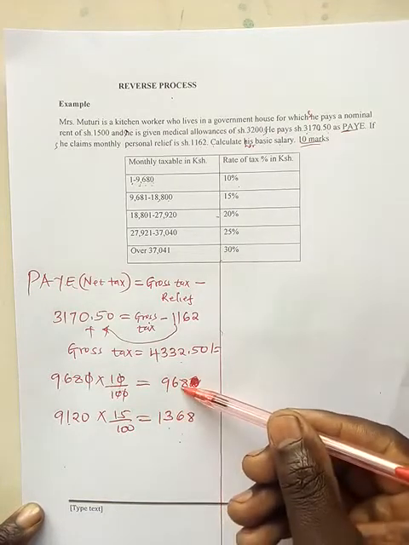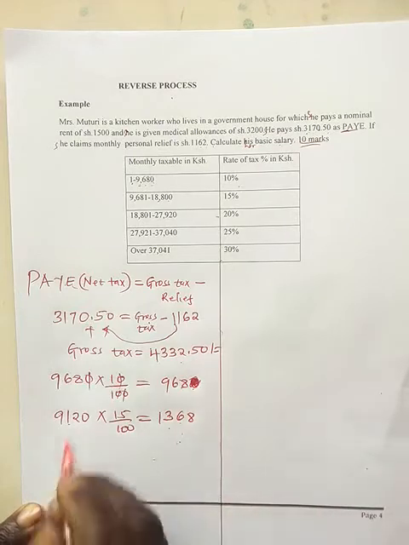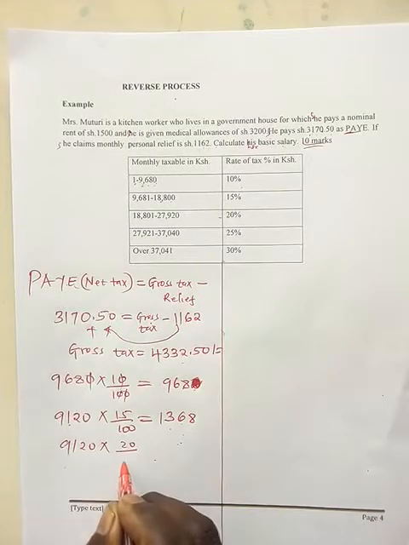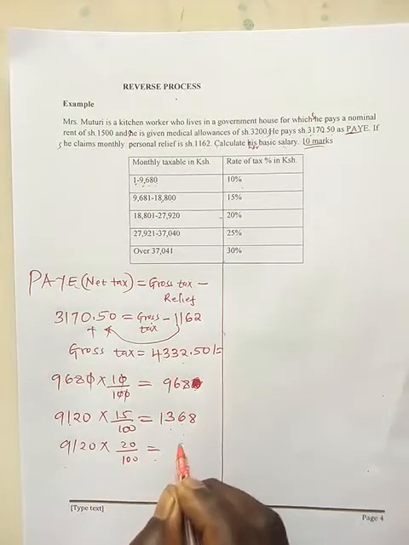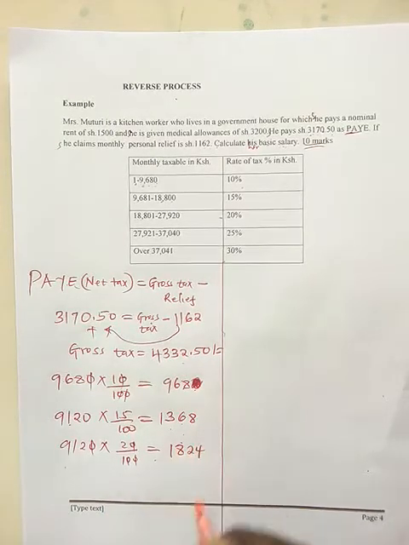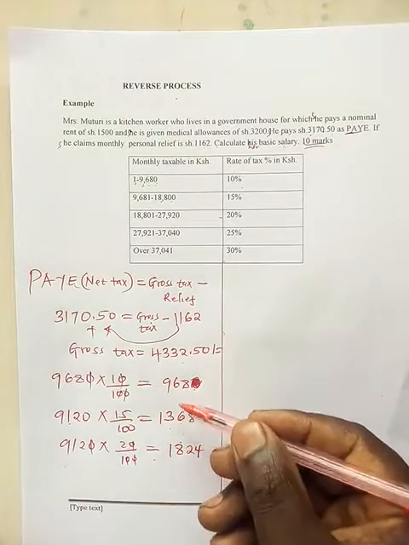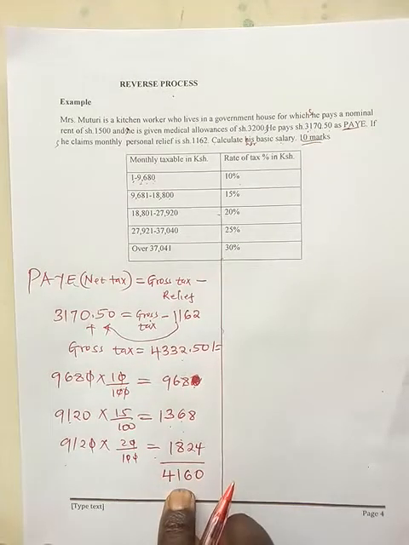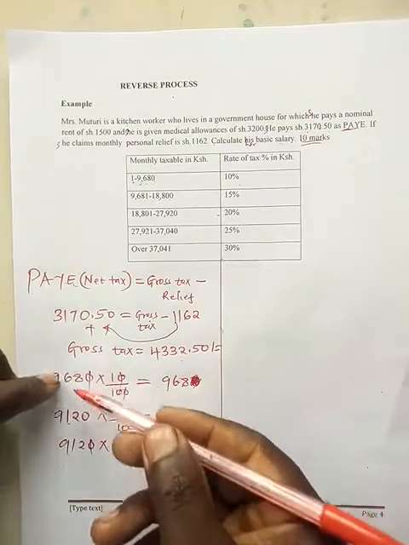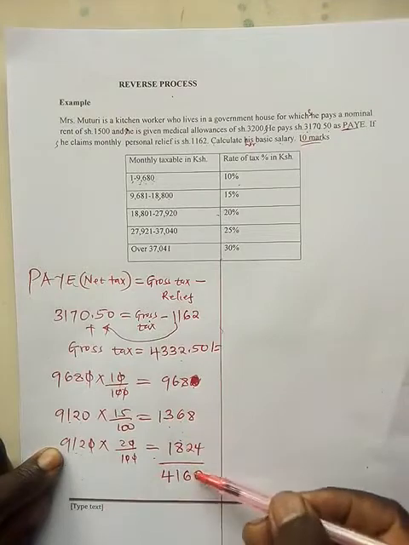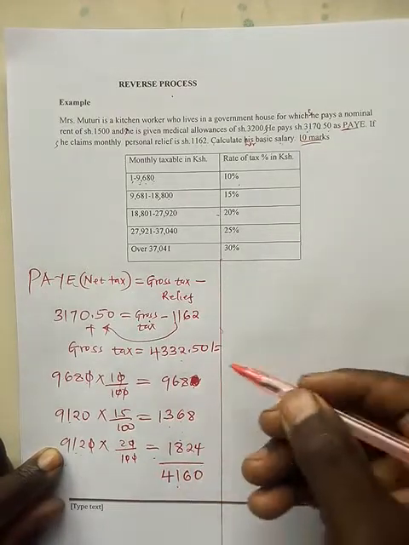Hii ukiongeza hii ikifika hata 2,000. So inamaanisha tutaenda to the next slab. 9120 times 20 over 100, which will give us 1824. Ukiongeza hii na hii itakupea 4,160 Kenya shillings. Sawa. So inamaanisha kwamba tukienda the next slab to subtract hii kutoka hapa tupate 9120 again tuendelee, hii tax itakuwa beyond because already imekaribia ile yetu tuko tu na imekaribia.